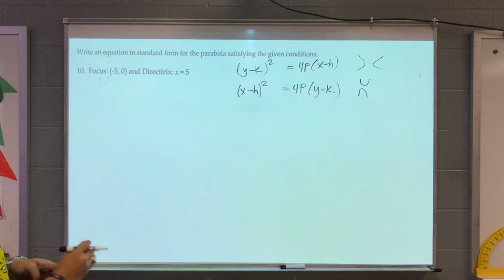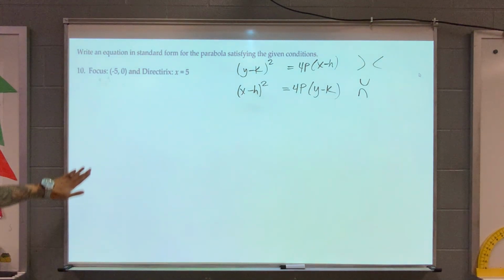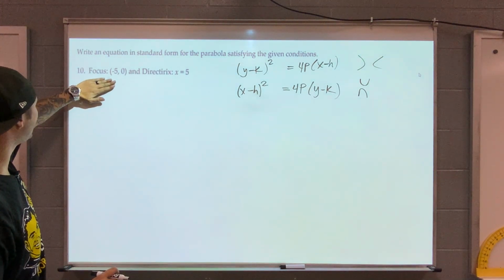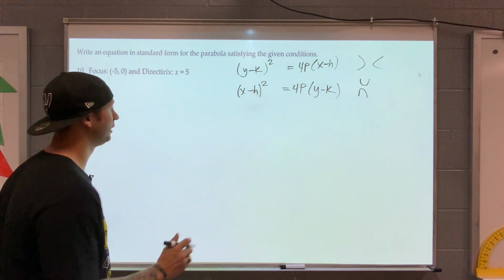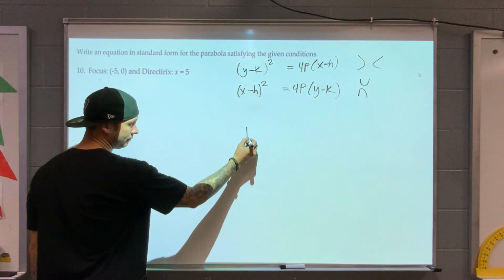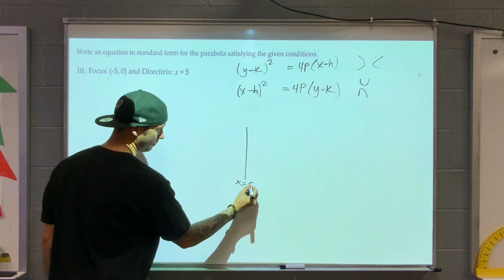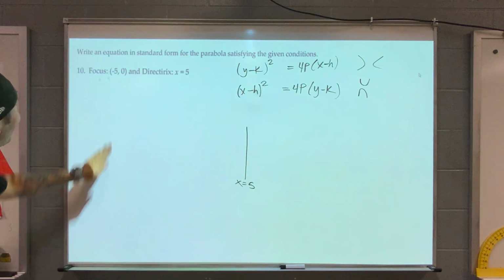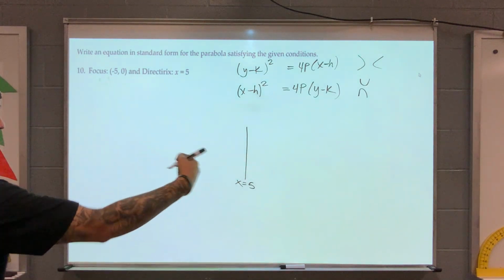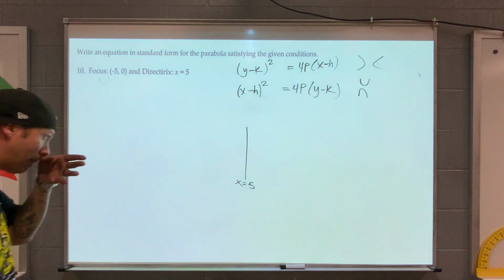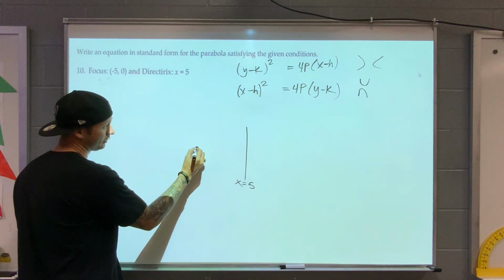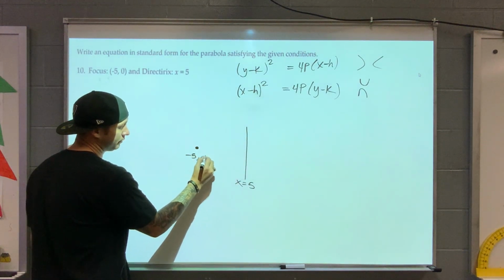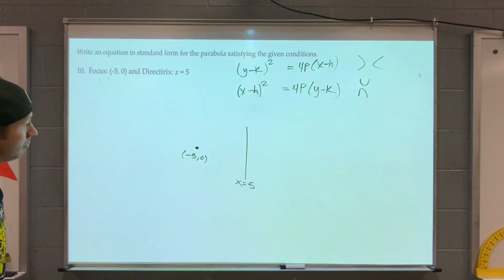All right, number 5. It's similar to the last one. So focus is at -5, 0. Directrix is at x equals 5. So x equals 5 is a vertical line. The focus is at -5, 0. So -5 is to the left, right? You have to have some sort of number sense here. So this is going to be out here, -5, 0. And that's the focus.